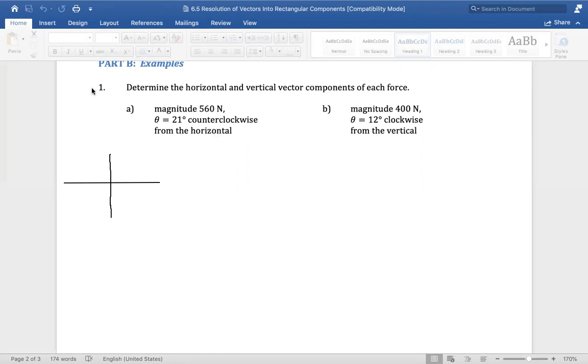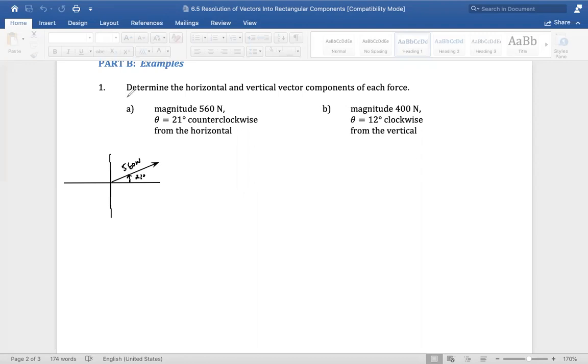So again, if this is my horizontal right here, and I'm going counterclockwise, that's to the left, and 21 degrees, again, exactly splitting that quadrant in half is 45. So you're basically going almost like a quarter of the way. Somewhere around there, I'm going to make it just a little bit bigger than it needs to be in terms of drawing in my angle. So again, this angle here going in this direction is 21 degrees. I have a magnitude of 560 newtons, right?